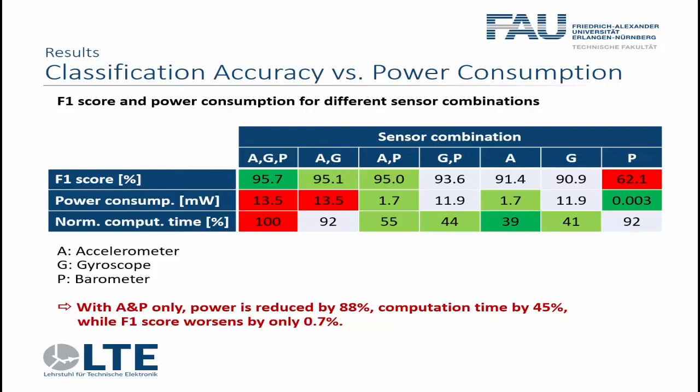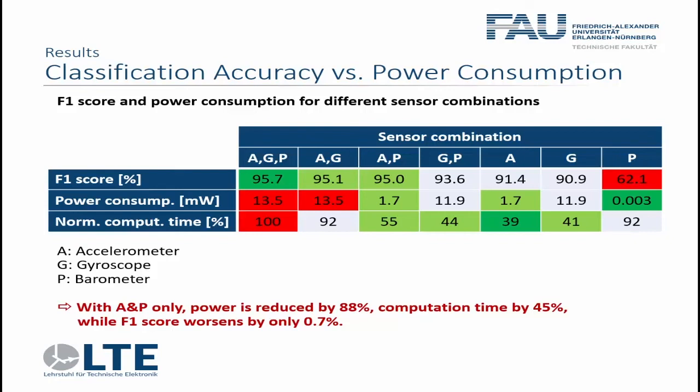And so what we find is that if you take, remember our hierarchy of sensors, the accelerometer and the barometric pressure in this column, you get a considerably good F1 score, only 0.7% lower than the F1 score for the full sensor set, but a power reduction by 88% and also a computation time reduction by 45%. So that's not bad, and with a considerably good classification result.